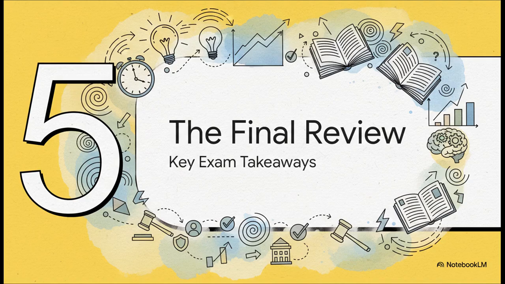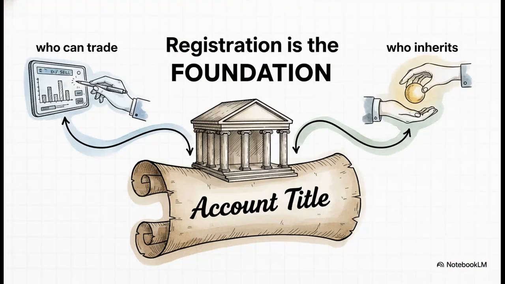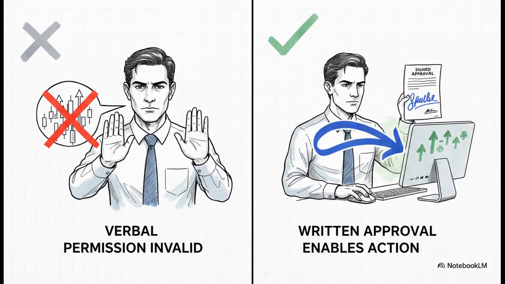All right, we have covered a ton of ground. So let's lock in the most important points for the exam with a quick, rapid-fire review. First thing, always remember that the account title is everything. It tells you who's in charge and who gets the money when the owner dies. If you get that, you've got the foundation down. Second, if a broker is going to trade for you without asking permission every single time, they need your signed, written authorization. No exceptions, no shortcuts.